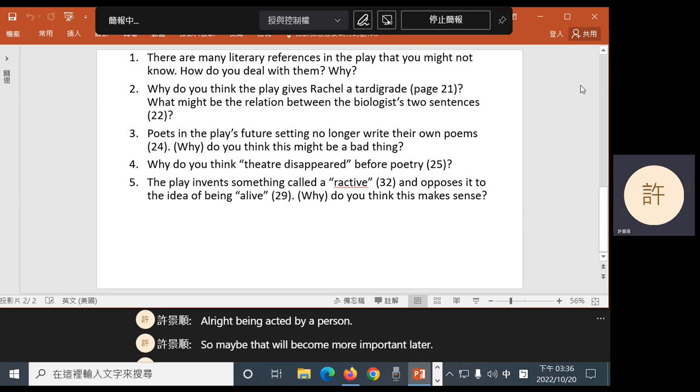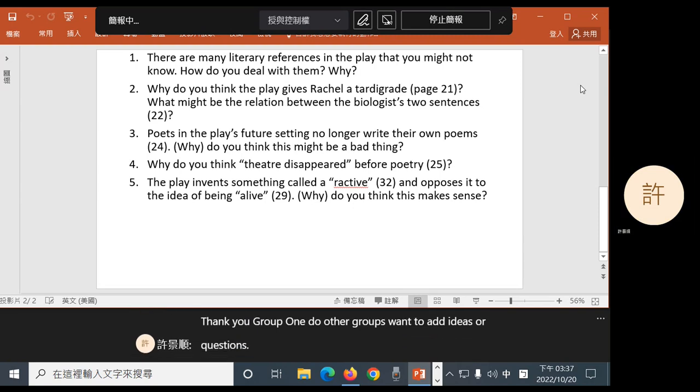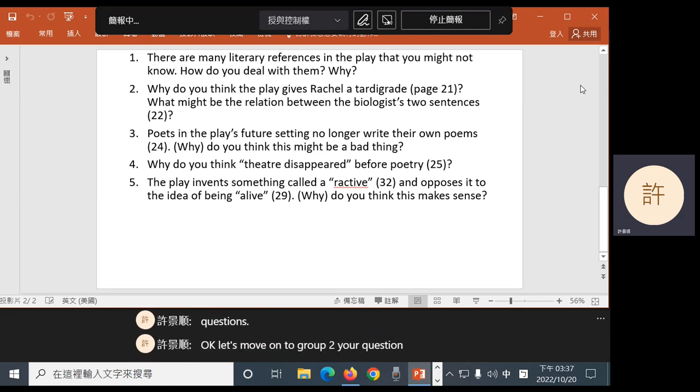Thank you, group one. Do other groups want to add ideas or questions? Okay, let's move on to group two. Your question is question three. In the play's future, the poets don't write their own poetry. Do you think that's a good thing or a bad thing, and why?